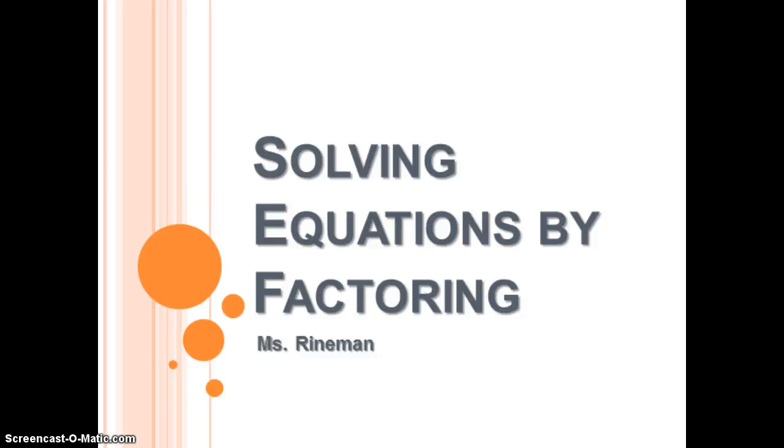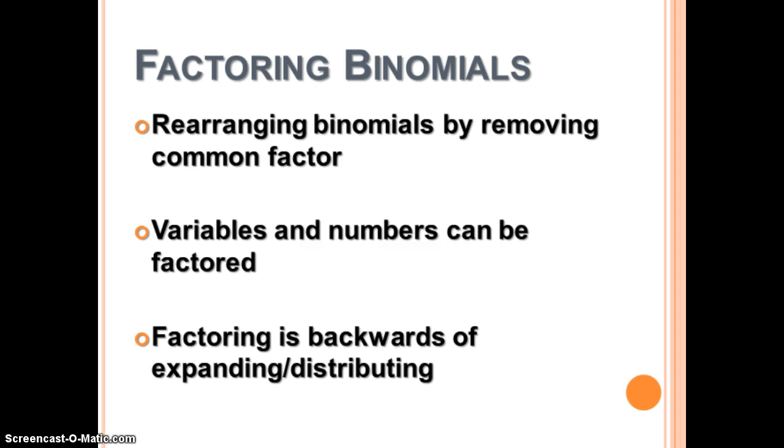Today we're going to start with solving equations by factoring. We're going to begin with factoring binomials. A binomial has two terms, so x plus 6 could be a binomial, or 2x plus 3. Factoring a binomial, we're going to be rearranging them by moving out a common factor. The factor can be either a variable or a number, or a combination of the two if they're multiplied together.